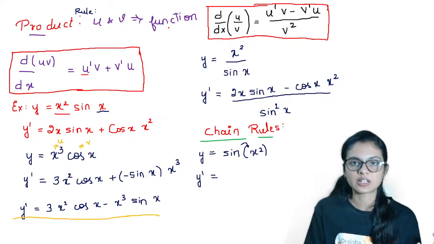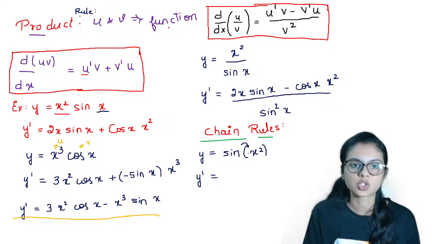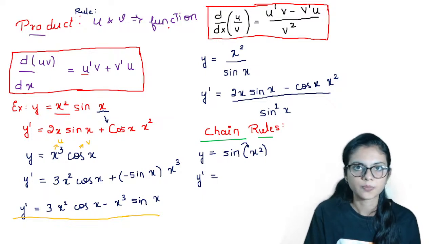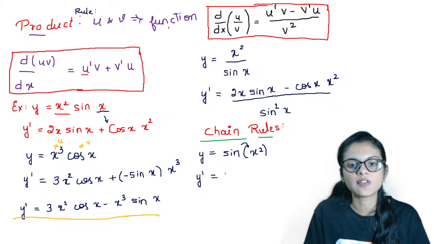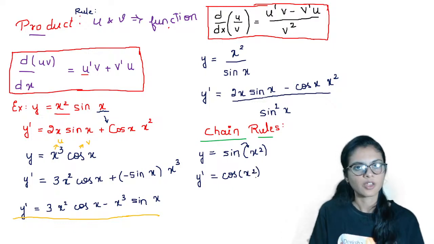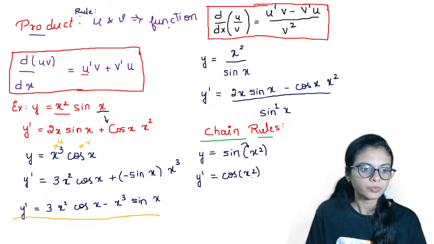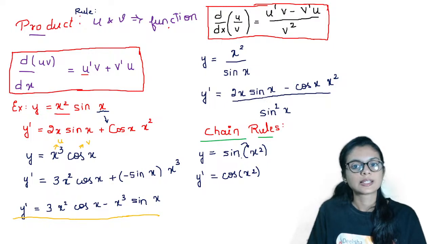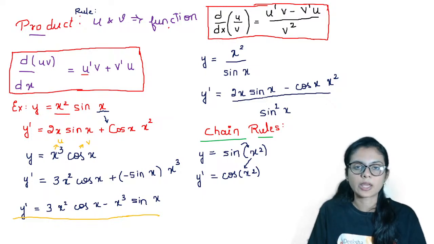So this is sine of x square. Now I'm not diving into x square. If it is sine x, I will differentiate it as cos x, right? So here also I will write cos, but here it is x square. So I will write cos of x square. First step. Is it clear? Sine of x square, differentiation of sine is cos. Same as it is, you are keeping the x square.